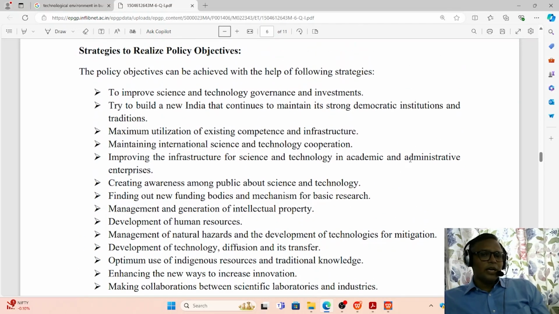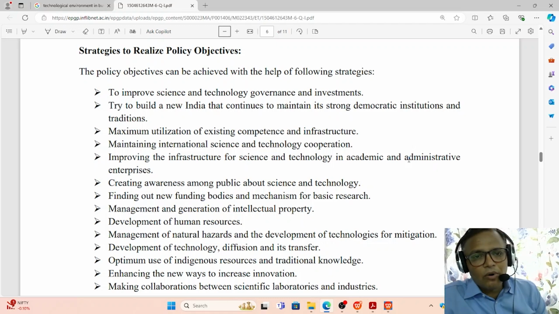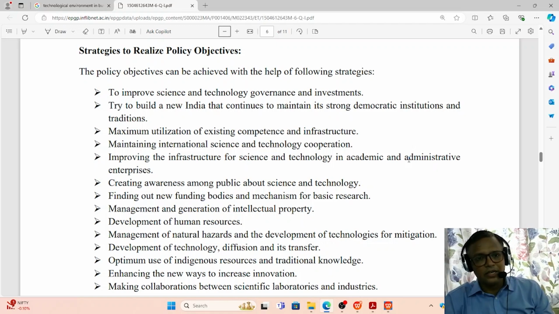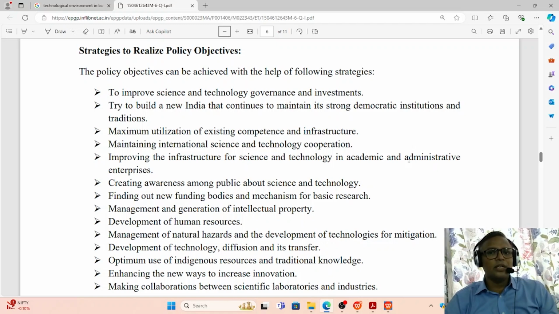So these points are again being discussed and we will be explaining them over here again. The first policy objective is to improve the science and technology governance and investment. This point means that whatever objectives the organizations are framing or the technological developments are being done, their main first focus is that they should improve their administrative governance, corporate governance or administration, and their investment should be such that it brings better new technologies into the businesses.